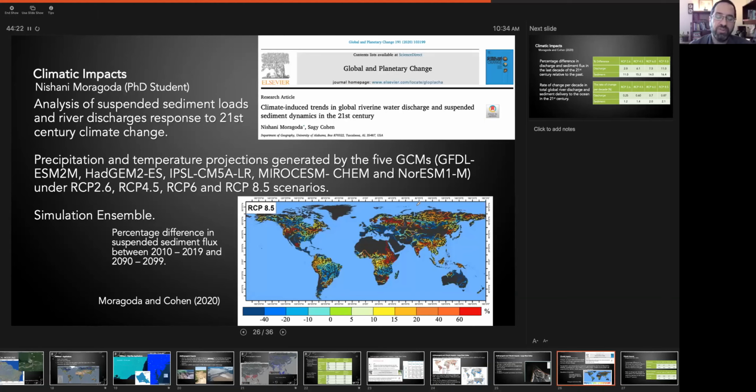Another very recent paper, just published this year by my PhD student, Nishani Moragoda, what we did was isolate the climate signal. So we took an ensemble of 5 GCM, so these general circulation models, and all 4 RCP, and we said, okay, if we just look at climate change towards the end of the 21st century, how is that going to impact discharge and sediment flux in global rivers?